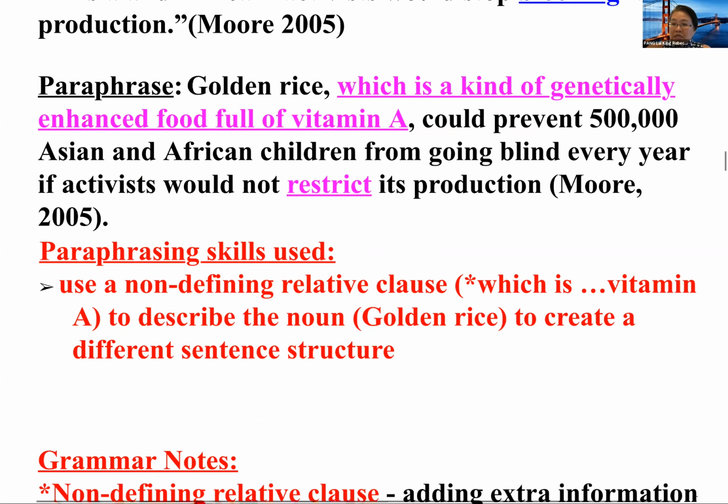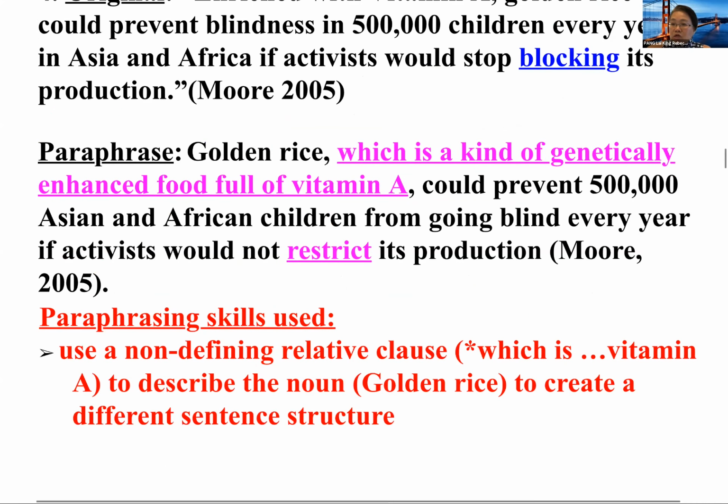So what it means is, if you look at the paraphrase, golden rice could prevent 500,000 Asian and African children from going blind every year. Now this sentence makes sense. You don't need to have the relative clause. The relative clause here is just giving extra information about the subject, golden rice. So be careful.